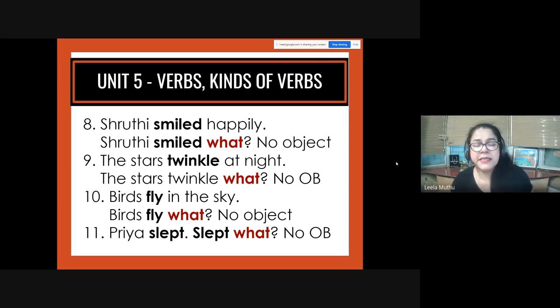Birds fly in the sky. Birds fly what? Birds fly whom? Not birds fly where. So fly is an intransitive verb. In the first one, twinkle is the intransitive verb. Shruti smiled happily. Smile is the intransitive verb since there is no object in the sentence.